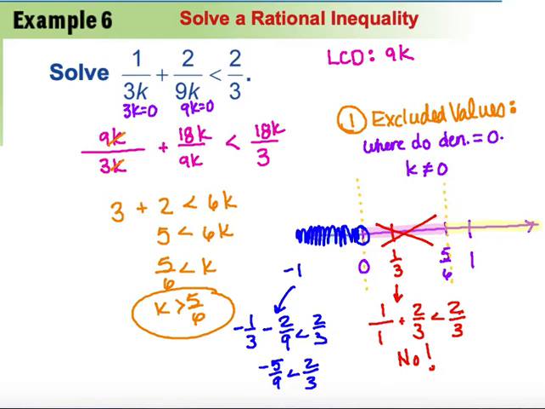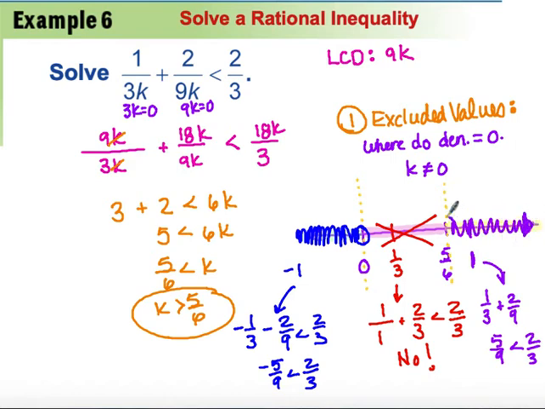So my last part would be to check a value to the right of this. I'm going to check 1. If I put a 1 up here, that's going to give me 1/3 plus 2/9. 1/3 is 3/9, so that gives me 5/9 is less than 2/3. And if I make that a 4/9, multiply the top and the bottom, that's actually 6/9. That is indeed true. So that means this is going to be a solution in my set.